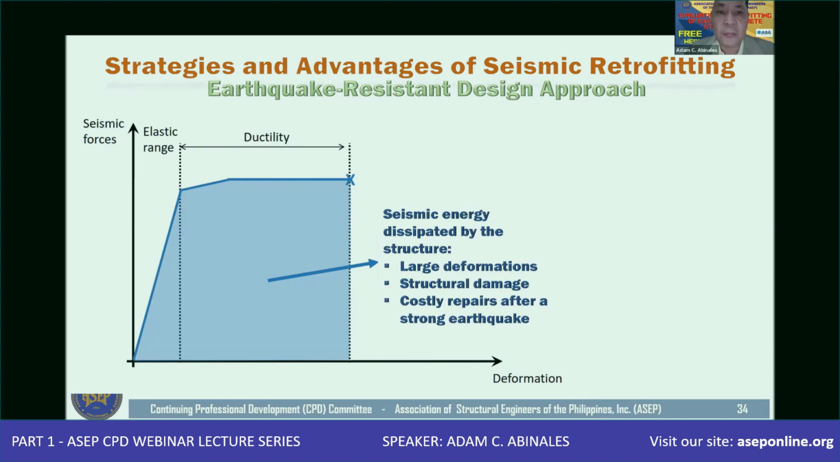Now, when we talk about earthquake resistant, we expect that the building or the structure would still sustain some damage, but not to the point that the damage would be irreparable. Because otherwise, if that building is subjected to a strong earthquake, you might end up doing a costly repair.